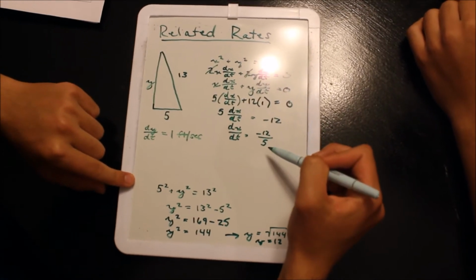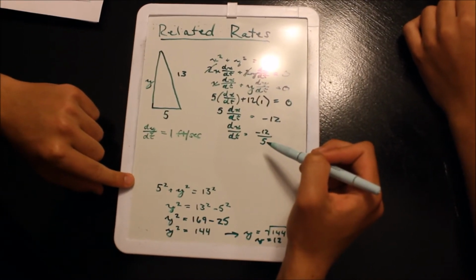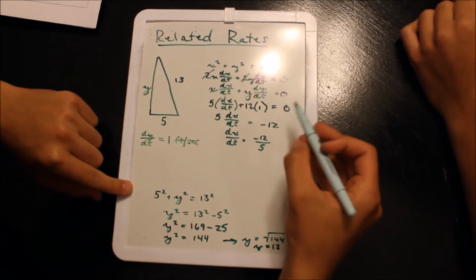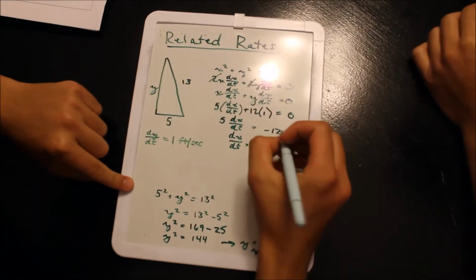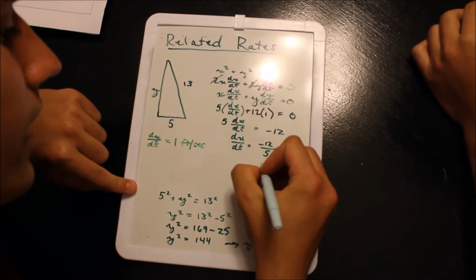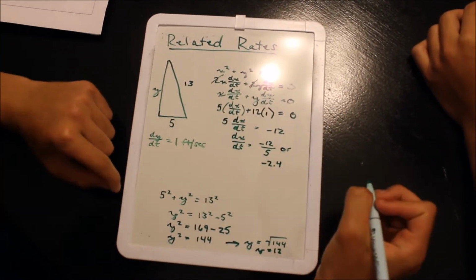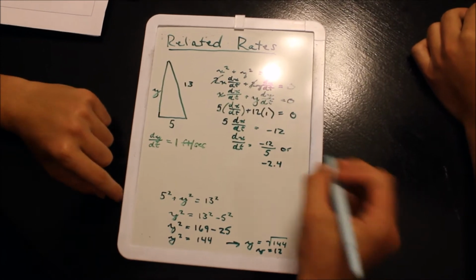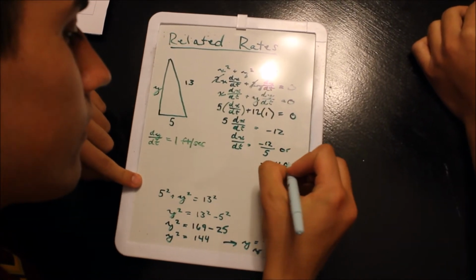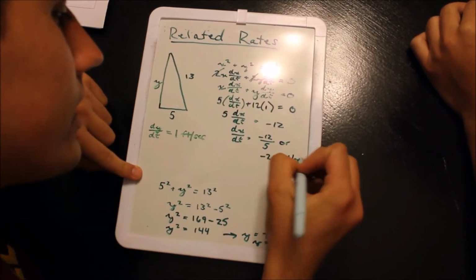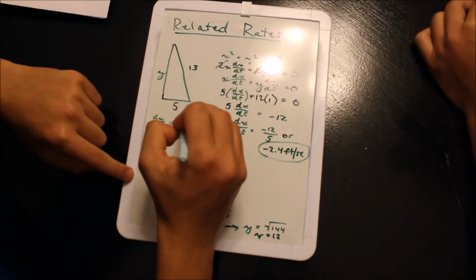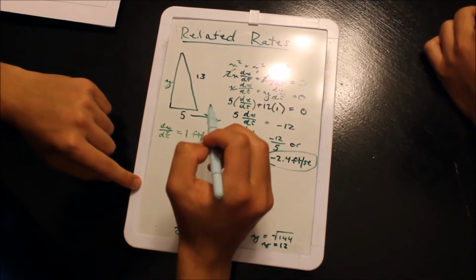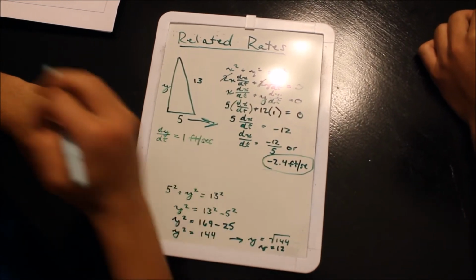Negative 12 over 5 is equal to what? Is that 3.5? No, no, no. You're close though. Let me get my calculator out again. Or negative 2.4. But what am I missing? Your units, of course. Feet per second. That is the rate at which the base of the ladder is moving outward from the wall.